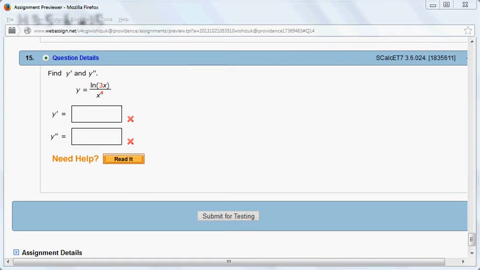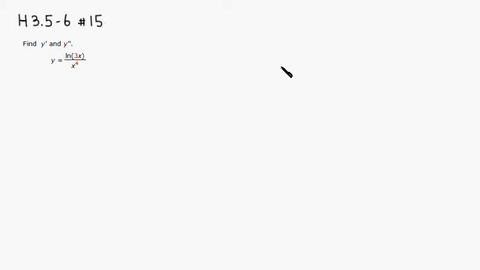Alright, let's do that. First, remember that whenever you have a natural log of some function, say g of x, and you take the derivative of that, you put whatever is inside the natural log as a denominator, and take the derivative of that and put it as the numerator. So that's the derivative. So let's do that. First derivative.